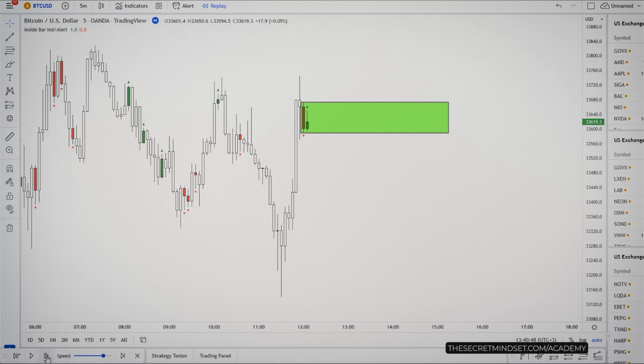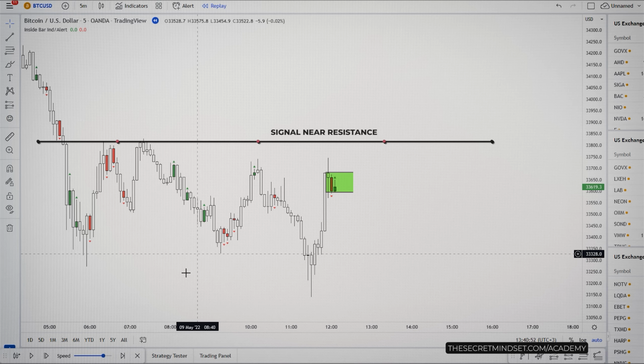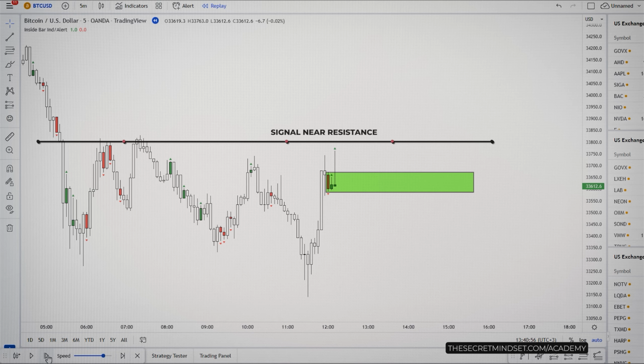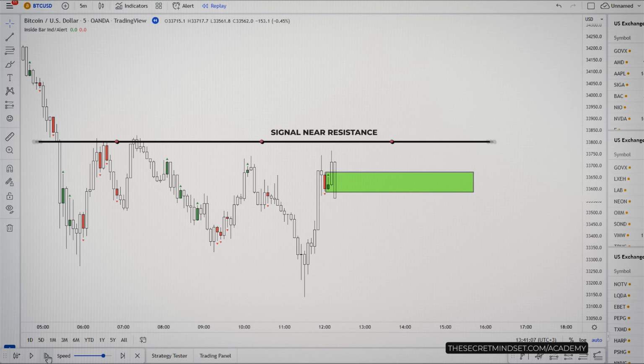Here's our double inside bar setup. As we are near the resistance level of the range, the plan is to short a breakout to the downside. Price broke the upper level of the channel, but we ignored the signal. Remember, you don't want to fight the existing trend.